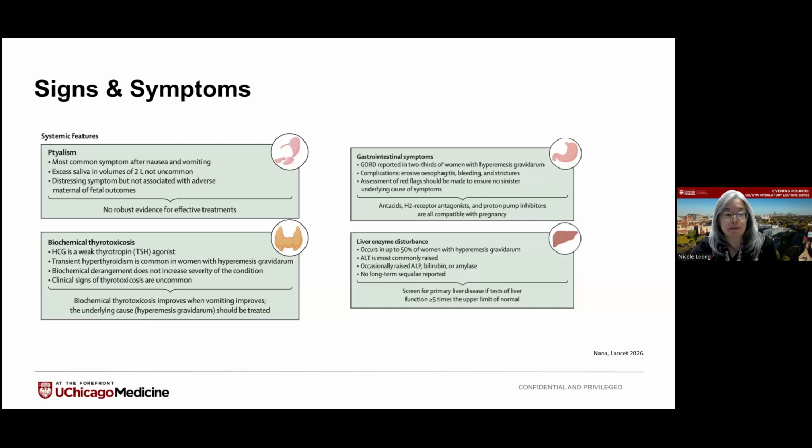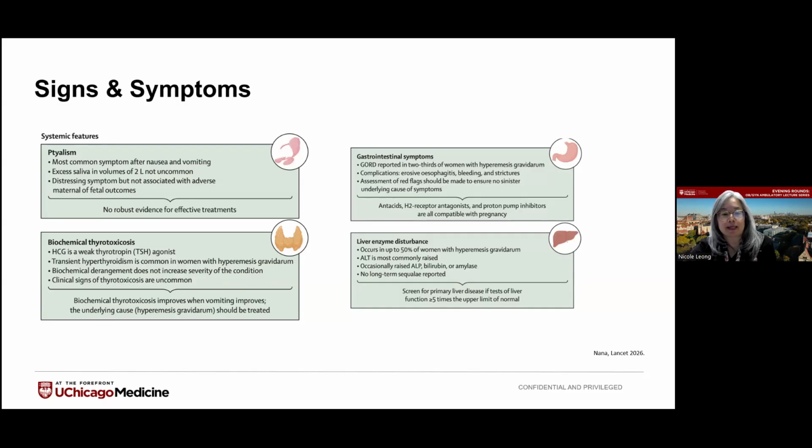One of the most common other symptoms that people have is ptyalism, which is basically just a very excessive amount of saliva that's created. And so people are constantly feeling like they have to spit this saliva out, and it can be quite distressing for people. Unfortunately, there's not a lot of good evidence for treatments for this particular symptom.